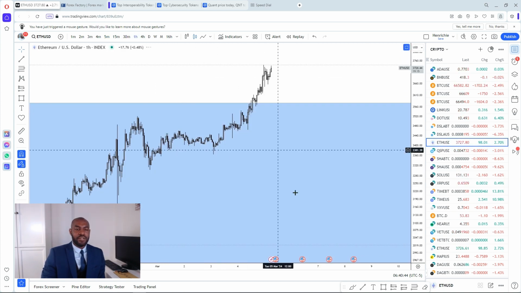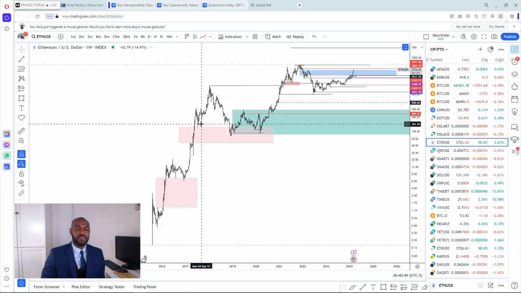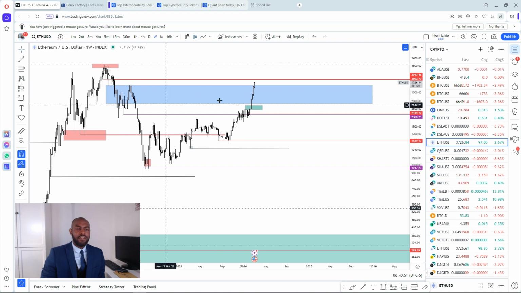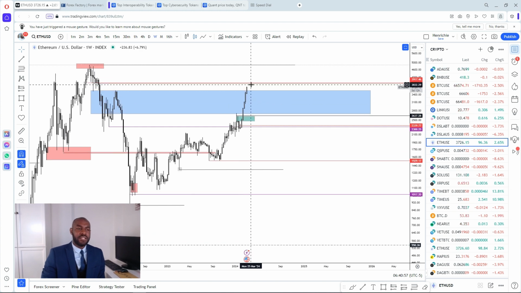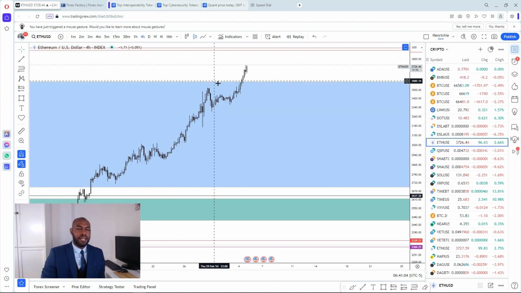So for Ethereum, I talked about this key level on Ethereum. This key level right here, if we were bearish, that's the key level that would have sent us to the downside. But I said, if we smash through this key level, we're going to use it as support. And then the all-time high will be the next point of interest to look out for. And as you can see, price has smashed it.